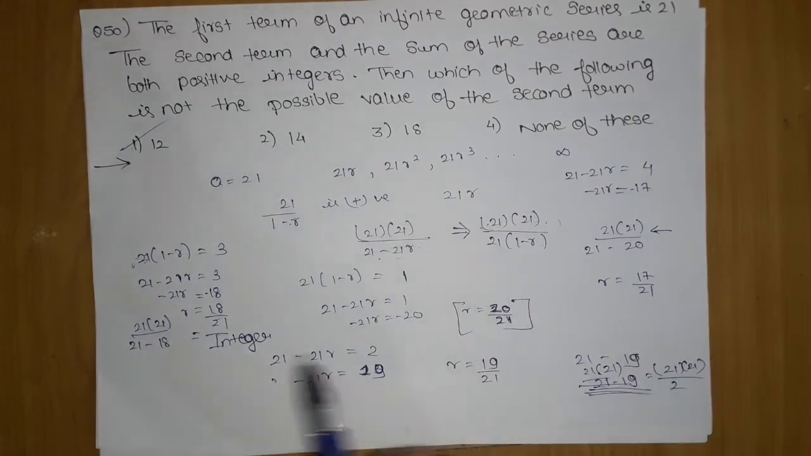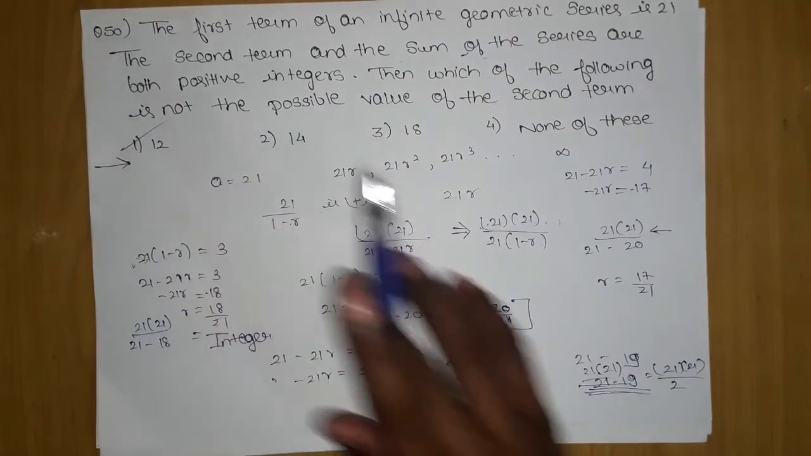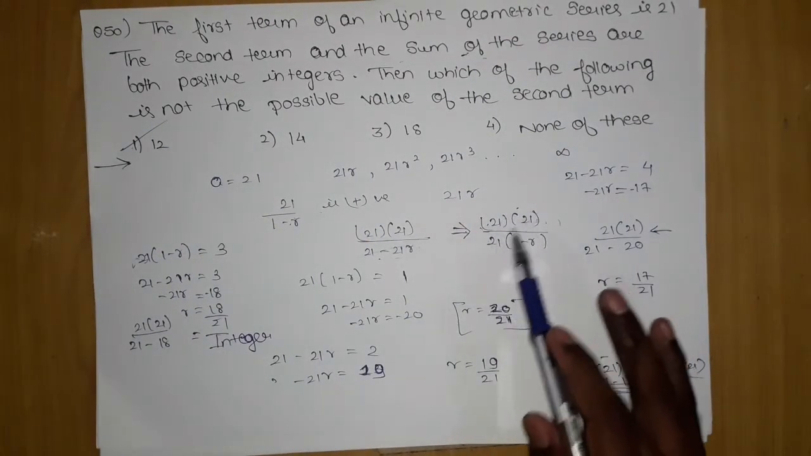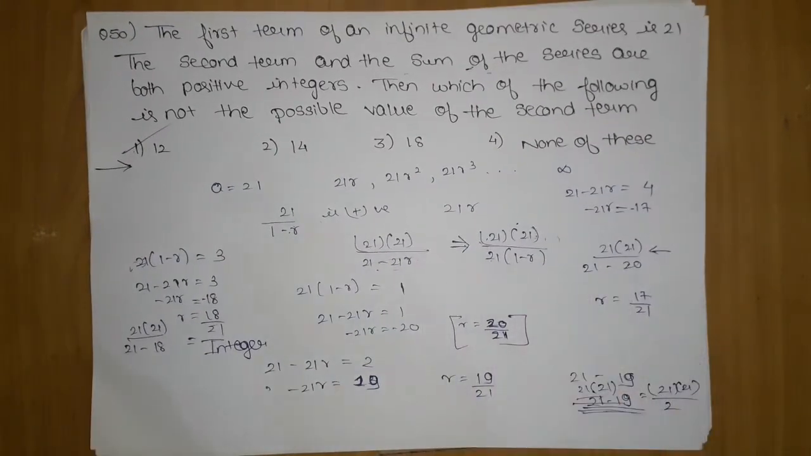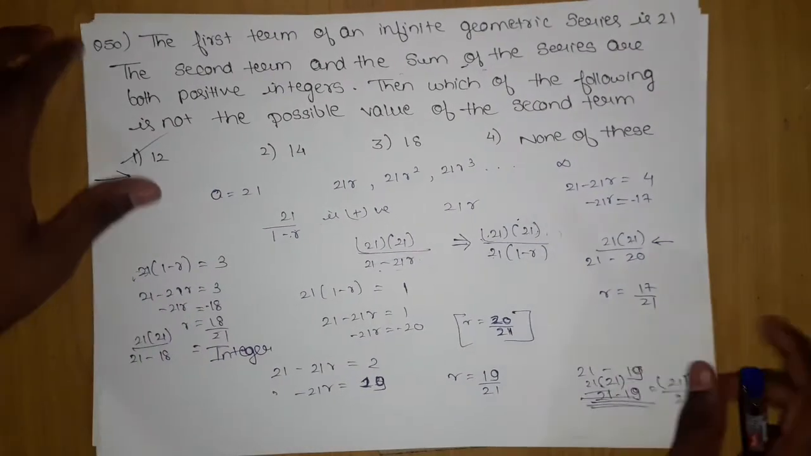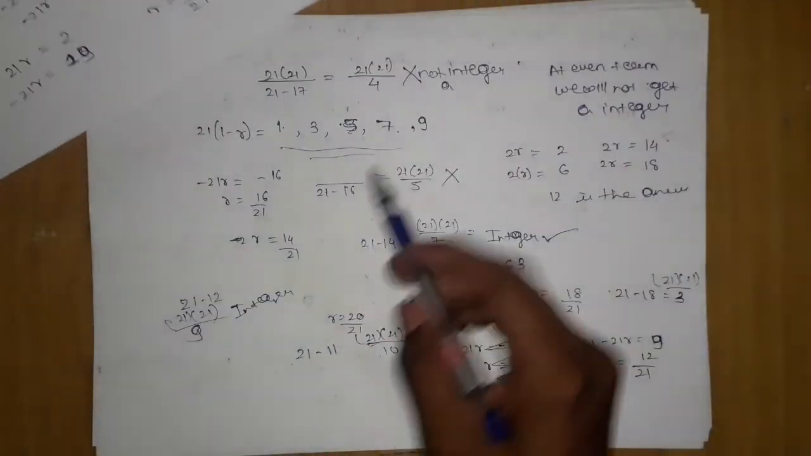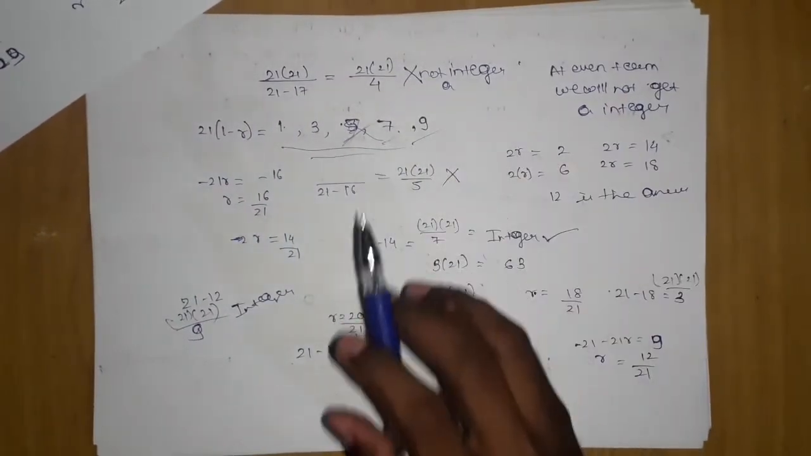But after getting that, they told that the sum of the series should be positive integers. Since we have multiplied, it should still be an integer. Then we started considering terms r is equals to 1, r is equals to 2, at what it will be an integer, and then we came to know that at even numbers it will never be an integer. Then we started checking at odd numbers. At odd 5 it also failed, but at 7, 9 it worked.